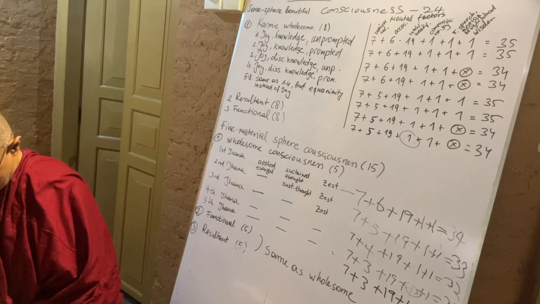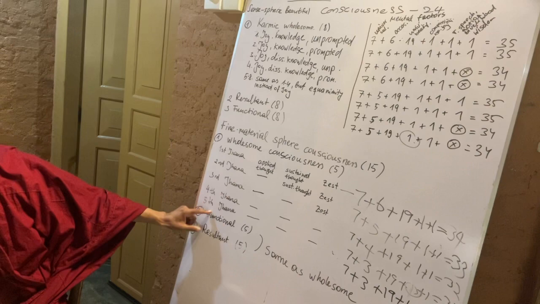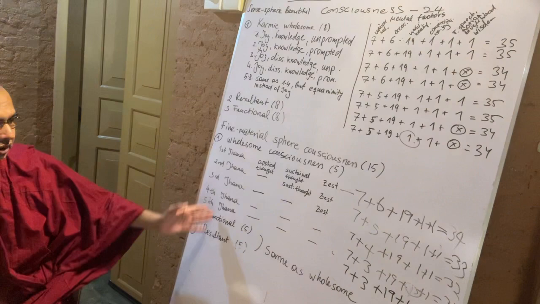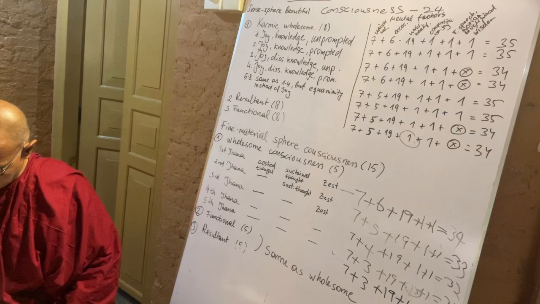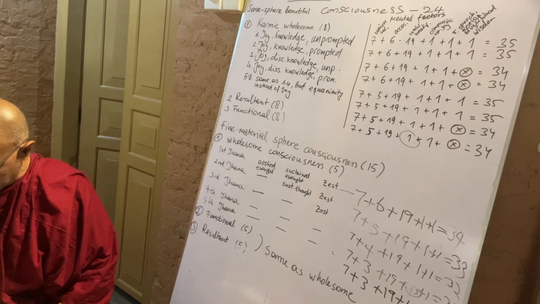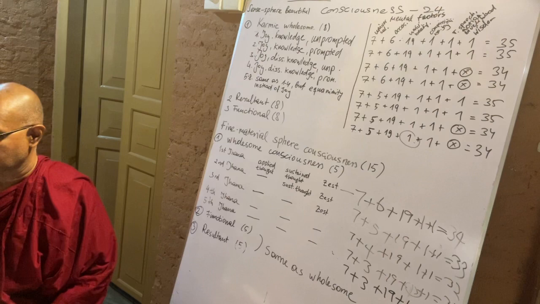They are also jhanas, okay? This immaterial sphere consciousness is also a kind of jhana, because only after you attain the fifth jhana can you achieve immaterial sphere consciousness. Those are the first four, and the next four are immaterial sphere resultant consciousness. If you achieve this wholesome consciousness, as a result you can be born into such a realm. There you find this resultant consciousness.